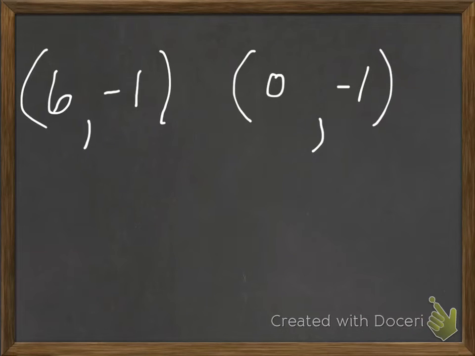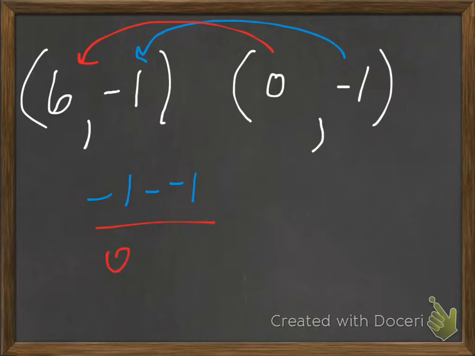This last one right here, go ahead and try this one. We have 6, negative 1, and 0, negative 1. Go ahead and try this one. Alright, you should have said negative 1 minus a negative 1, and 0 minus 6.